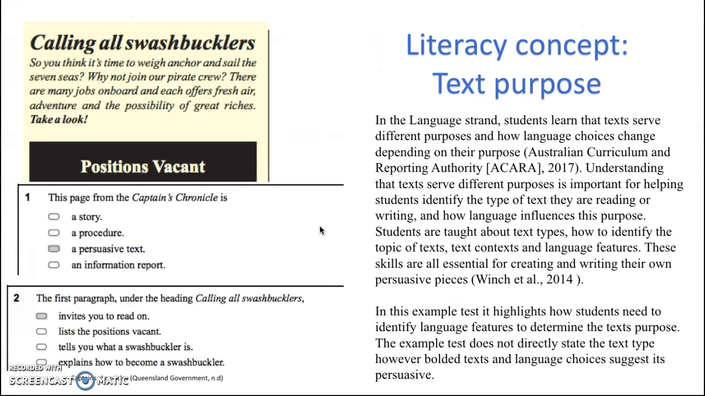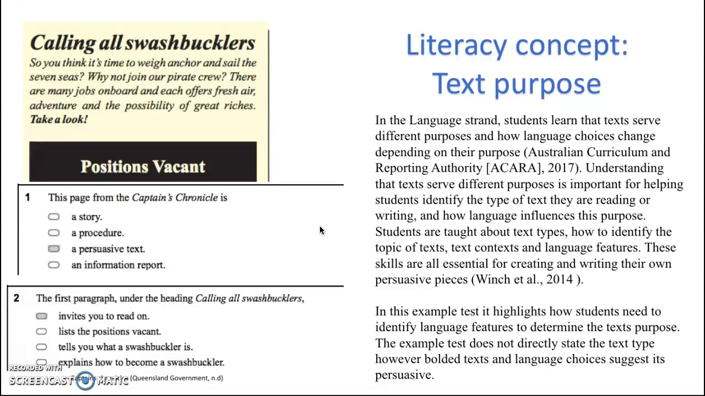In the language strand, students learn that texts serve different purposes and how language choices change depending on their purpose. Understanding that texts serve different purposes is important for helping students identify the type of text they are reading or writing and how language influences this purpose. Students are taught about text types, how to identify the topic of text, text context, and language features. These skills are essential for creating and writing their own persuasive pieces.